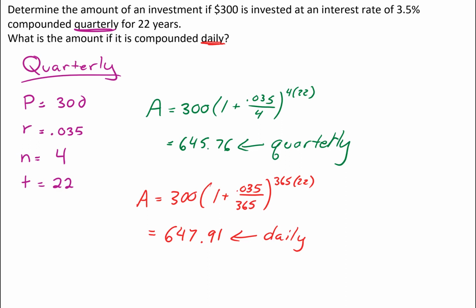The big thing to look out for to get the best deal is going to be your interest rate. You want the higher interest rate. That's more important than how often it's compounded. Though, how often it's compounded does affect it. And with bigger amounts of money, if I had put in not 300, but maybe 3,000, then the difference between quarterly and daily would be even larger. So the more money you put in, the more effect the amount of compoundings has. However, that interest rate is still the most important thing.